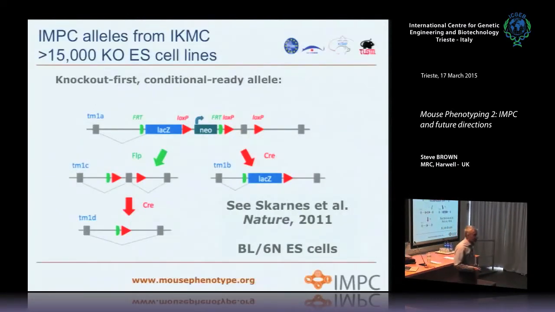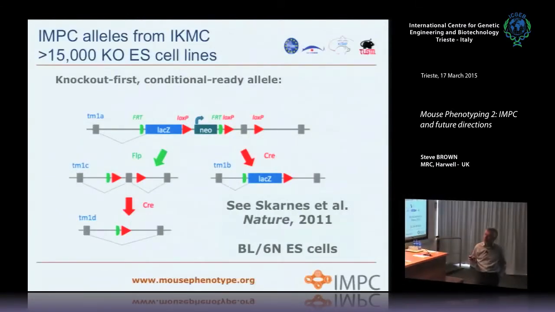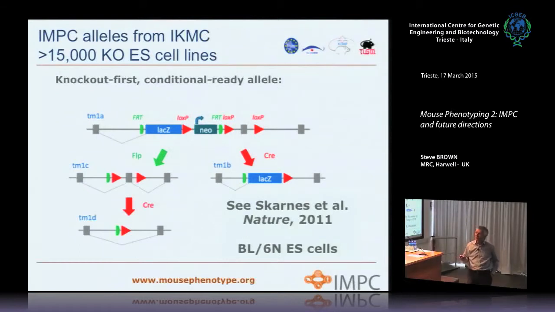Now, I'll just come back to this slide that I showed you before. So the IMPC is using embryonic stem cell lines that are generated as part of the International Knockout Mouse Consortium, which has produced today something over 15,000 knockout ES-cell lines. And most of those ES-cell lines carry this very sophisticated but highly useful allele here, which is called a knockout-first conditional-ready allele.